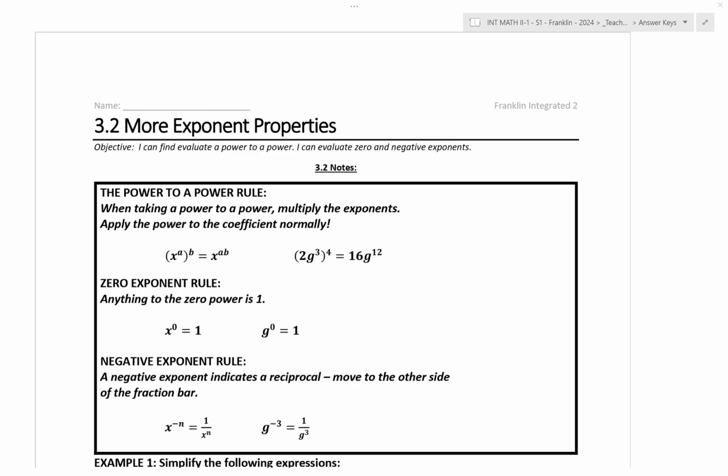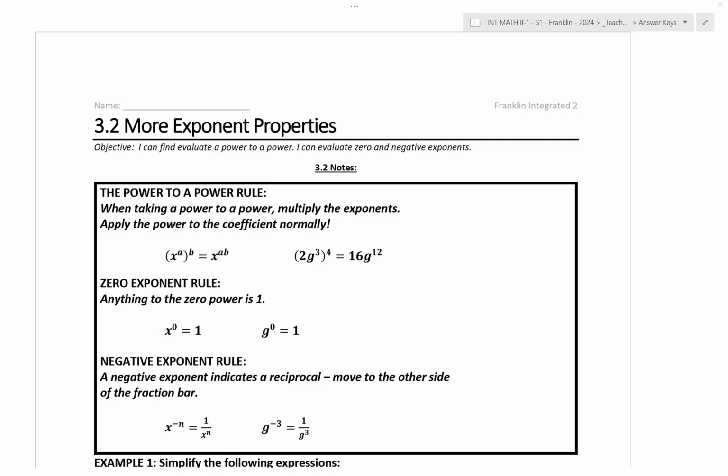So first, we're going to look at what's called the power to a power rule. It says when taking a power to a power, you multiply the exponents. Apply the power to the coefficient normally. So when we multiplied powers in the previous notes, 3.1, you multiplied the coefficients and added the exponents.